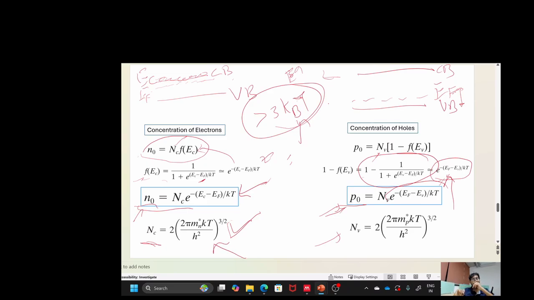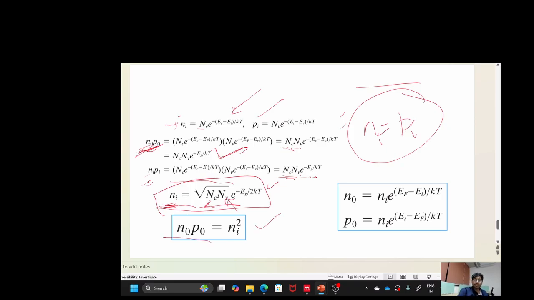This is the formula. For that you need to know Mn star or Mv star, which are the effective masses of the electrons and holes. So N naught into P naught is equal to Ni square. This will hold everywhere in an equilibrium condition. In any semiconductor, whether it is doped or undoped, N naught into P naught will always be equal to Ni square. So if you are given the hole concentration, you can easily calculate the electron concentration or vice versa, and also you can calculate the band gap from this.